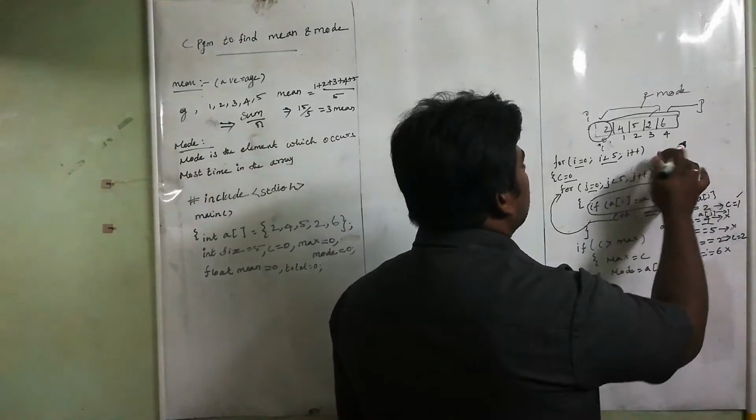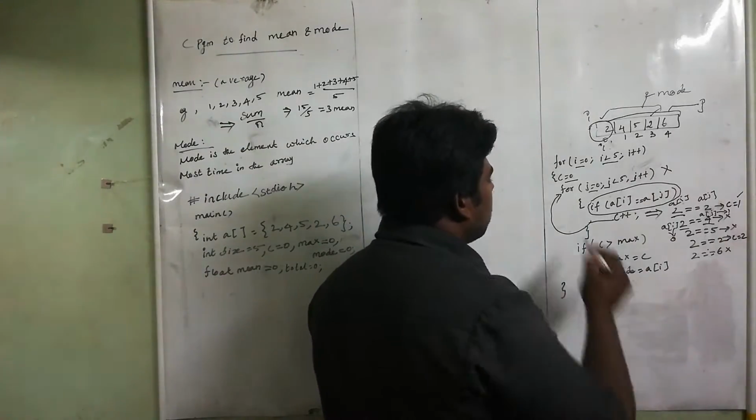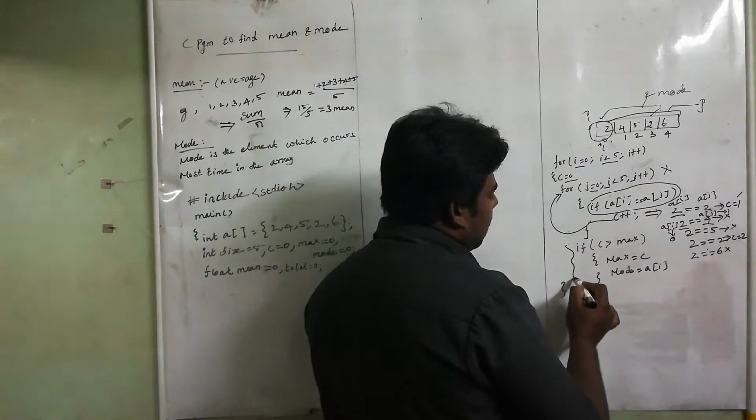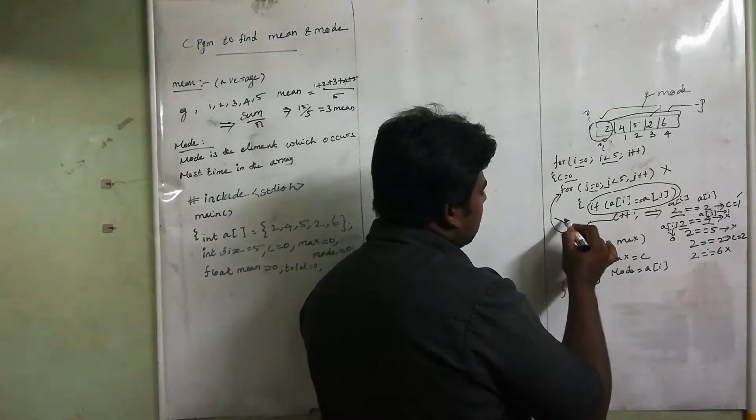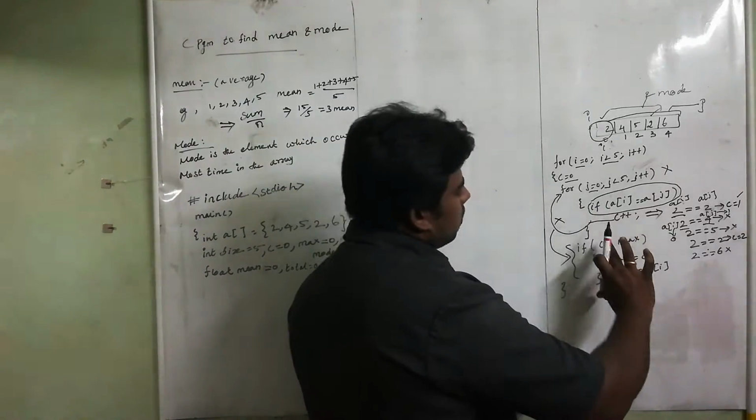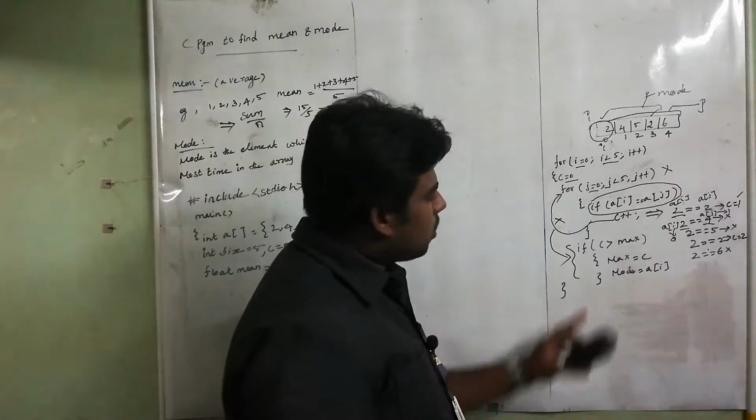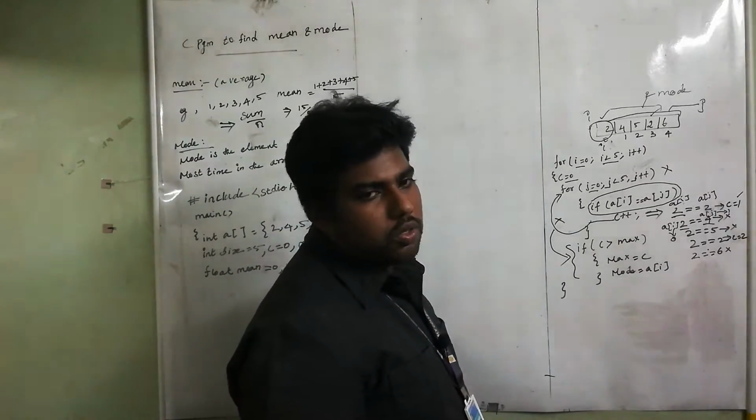Once the inner loop condition is false, see here, the remaining statement is here, right? This will be executed. Once it is false, this is also present inside the for loop. So this if condition will be executed.